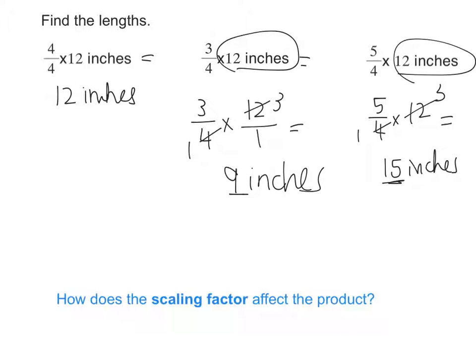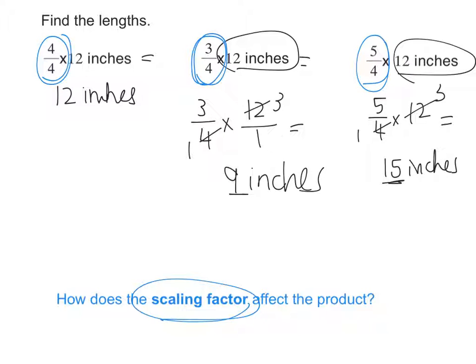12 inches. We're all finding some fraction of 12 inches. The fraction is called the scaling factor. So 4/4 was the scaling factor in that problem, 3/4 was the scaling factor in that problem, and 5/4 was the scaling factor in that problem. I want you to write this down. A scaling factor is the factor that is affecting the size.